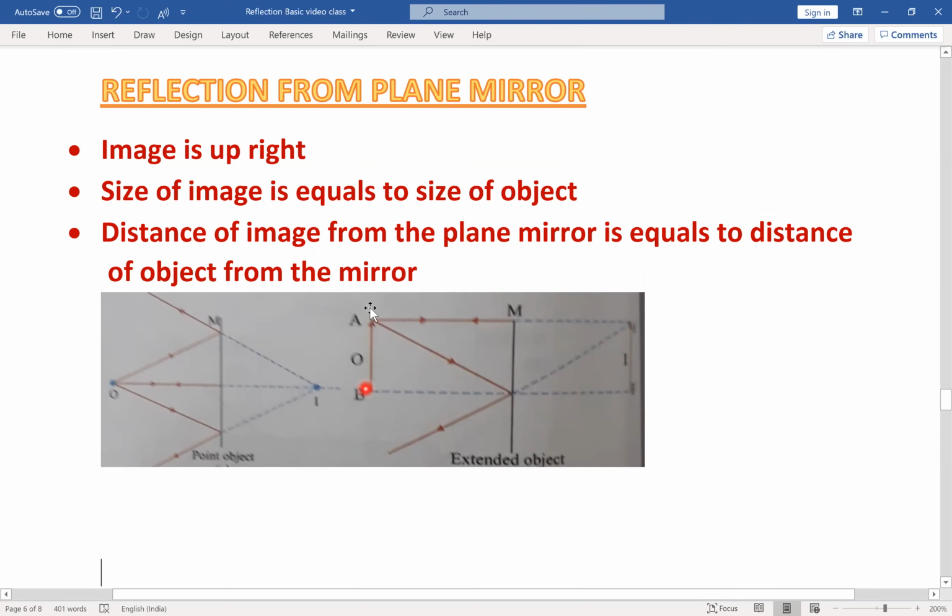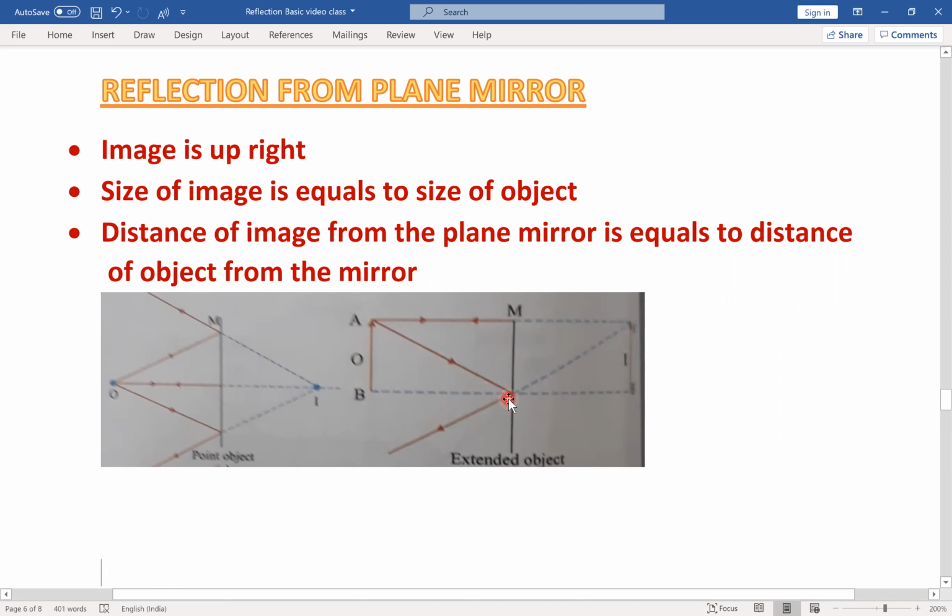AB is like a tree or a man. A refers to the head, and B refers to the foot of the person. The image is upright, which means you can see the image here: the head of the person will be here, and the foot of the person here only. See how to obtain the image of this person using ray optics.